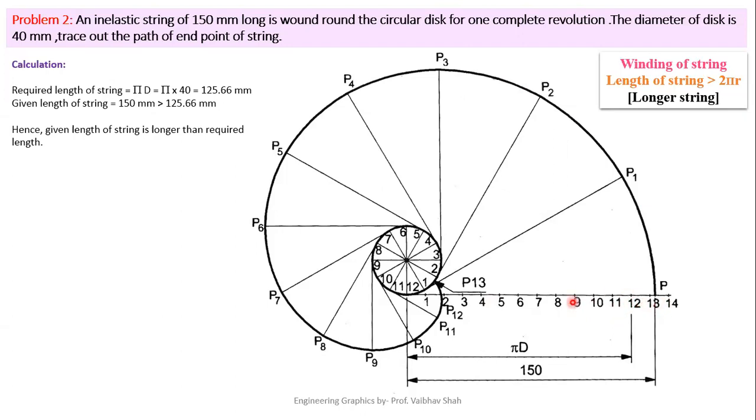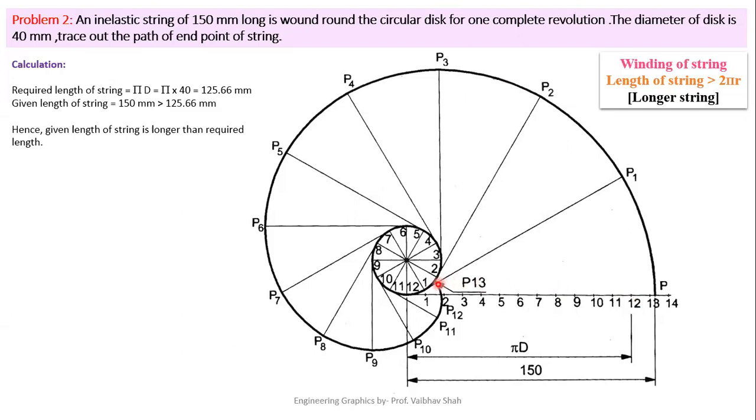After drawing this line, you indicate the point at pi d distance along the line. As I have indicated with this red point, you have to mark that point on your sheet. First you draw the total distance of 150, and on the same line you indicate the distance of pi d, which is 125.66, like this, with a red point.